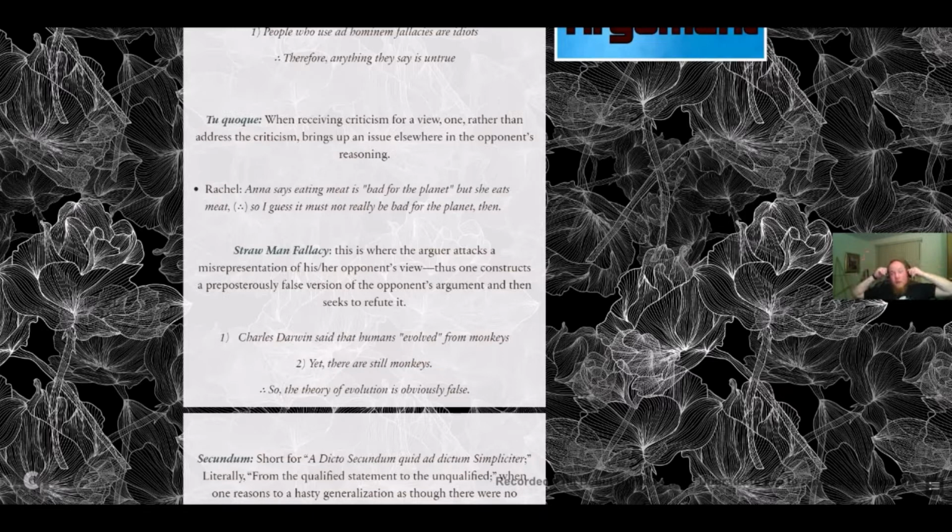So consider this. I've heard this one before many times. Charles Darwin said that humans evolved from monkeys. Yet there are still monkeys, so the theory of evolution is obviously false. It's a misrepresentation. It's a straw man fallacy, because nowhere did Charles Darwin say that humans evolved from monkeys. He would say that apes and monkeys share a common ancestor with human beings. He never anywhere said that we evolved from monkeys. That's a misrepresentation of Darwin. That's the problem here, is that you think you've beaten something by not talking about it or not articulating it correctly.